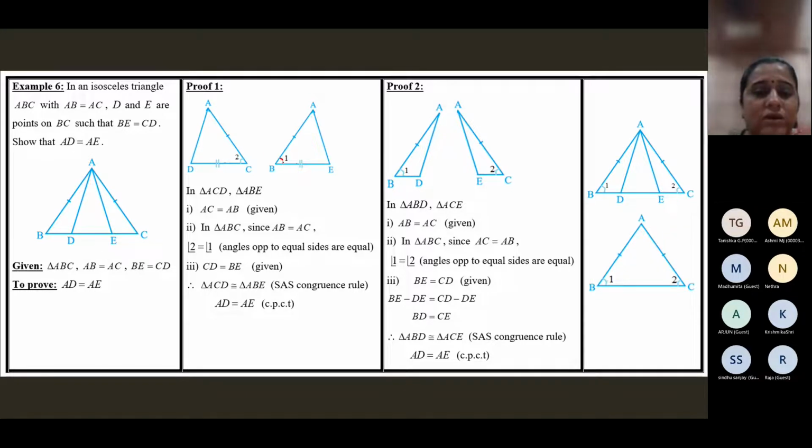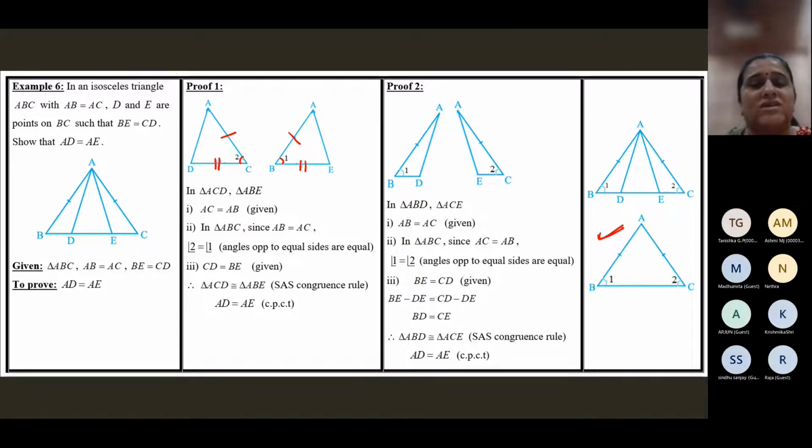So children, angle 1 is equal to angle 2. We get this using the theorem that angles opposite to equal sides are equal. And the rest is given in the question. AC is equal to AB is given. CD is equal to BE is also given. So clearly it is the SAS congruence criterion, or SAS congruence rule, whatever.